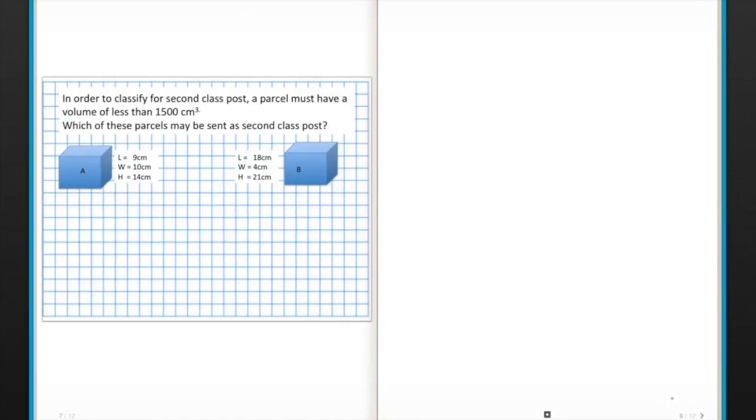Next question. In order to classify for second class post, a parcel must have a volume of less than 1,500 centimetres cubed. But before we start, let's remember how we work out volume. It equals length times width times height. Which of these parcels may be sent as second class post?